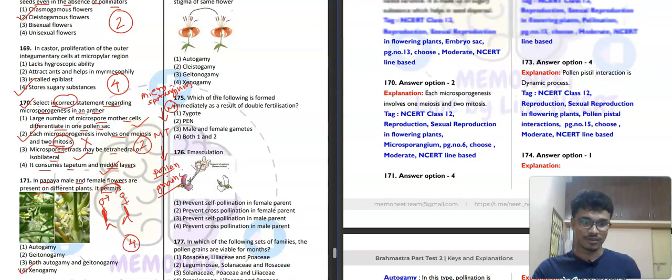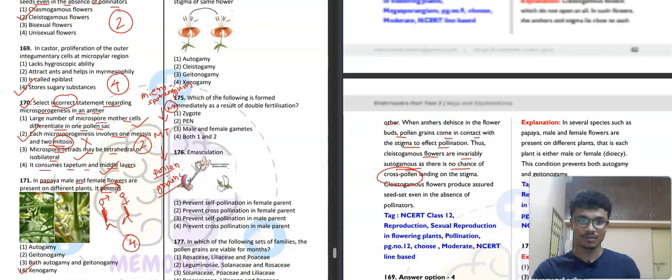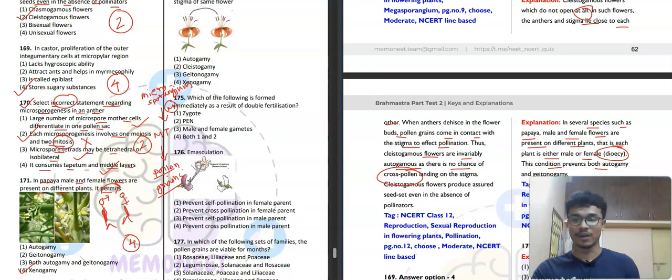You can also see in the explanation, for 171, that in several species such as papaya, male and female flowers are present on different plants. That is, each plant is either male or female, meaning dioecious. So this condition prevents both autogamy and geitonogamy. That's why it promotes xenogamy.